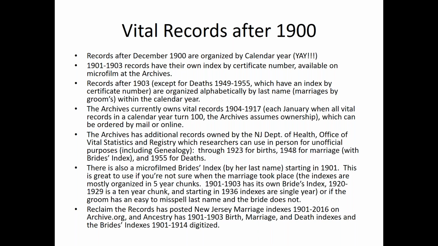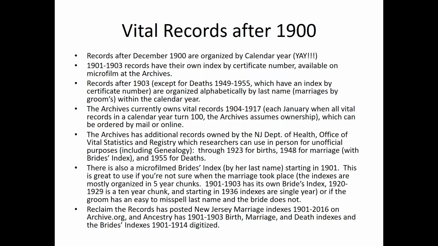1901 to 1903 has its own bride's index. 1920 to 1929, for some reason, they made a 10-year chunk. And then 1936, it's a single year. So these can be very useful if you're not sure of the time. And also sometimes the groom just has a very difficult to spell last name, and maybe the bride's name is very easy to spell. So it may be easier just to look her up first.